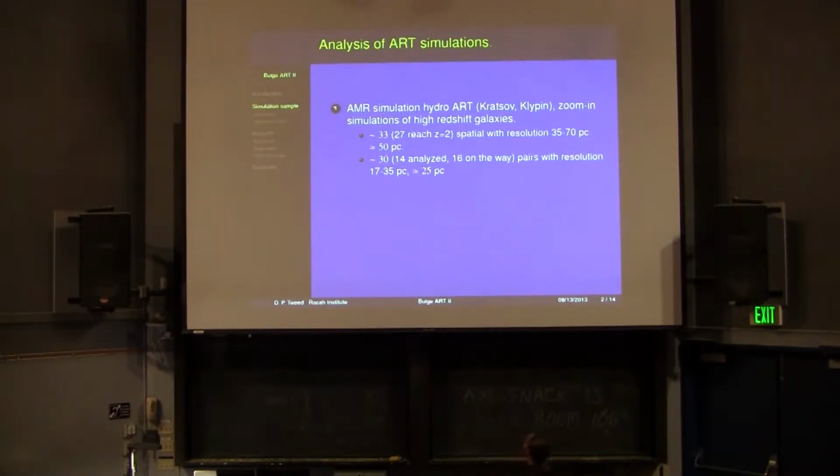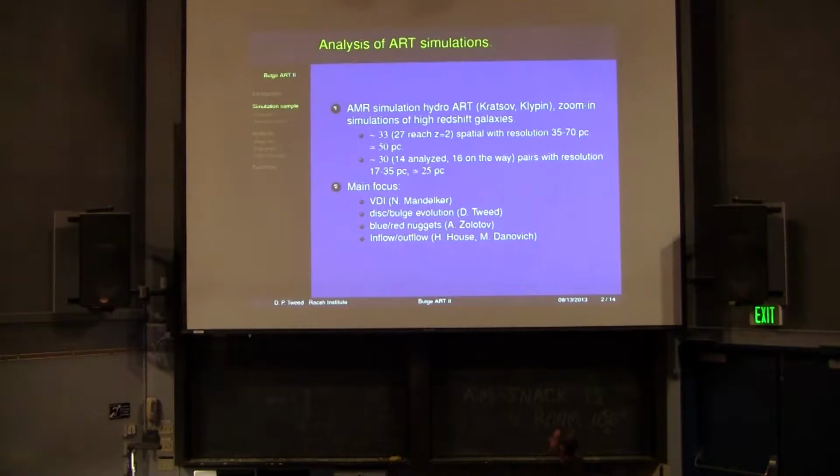So what we have is several series of simulations. All are simulations we've already been talking about quite a few times. We've got 3 generations of simulation. Generation 1 has 50 parsec resolution, and there are 30 pairs of generation 2 and 3, which both have the same resolution, 25 parsec. These are always pairs of simulations, meaning that generation 3 has the same initial conditions as generation 2, but with a different feedback.